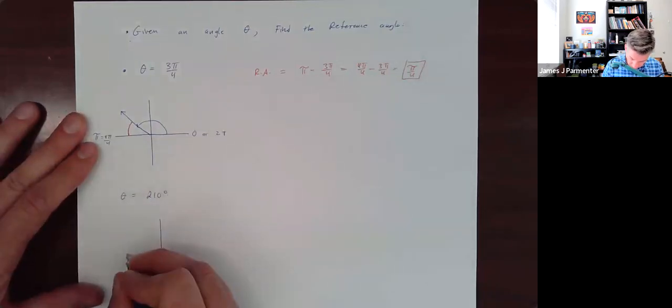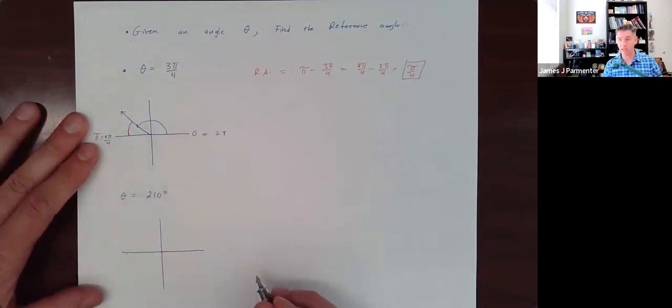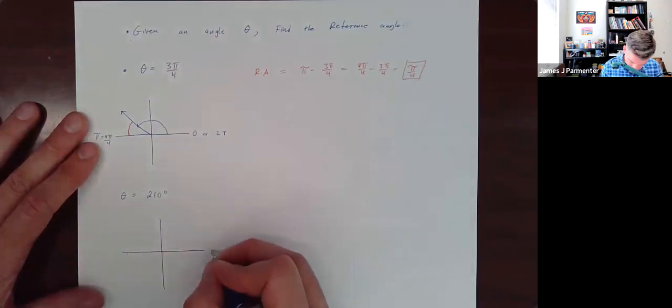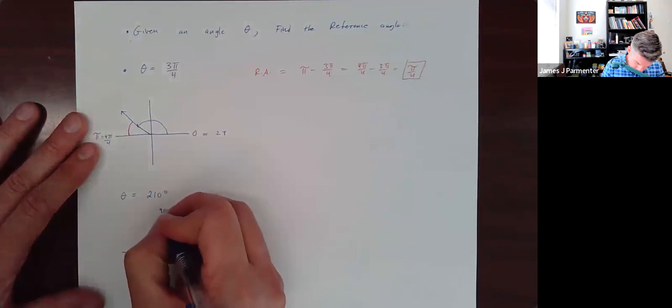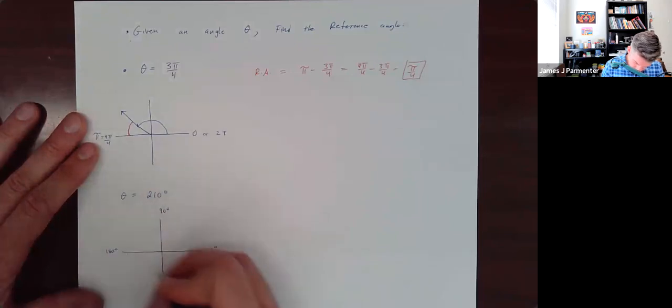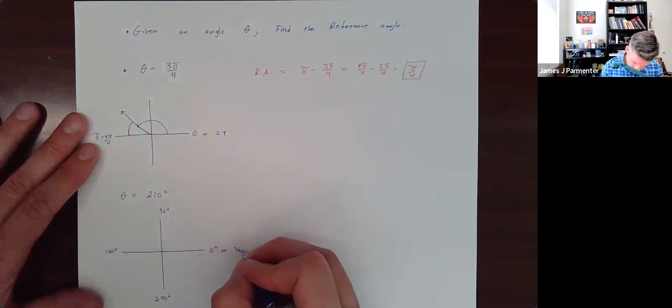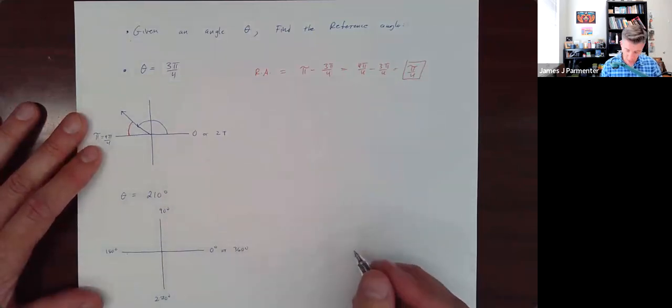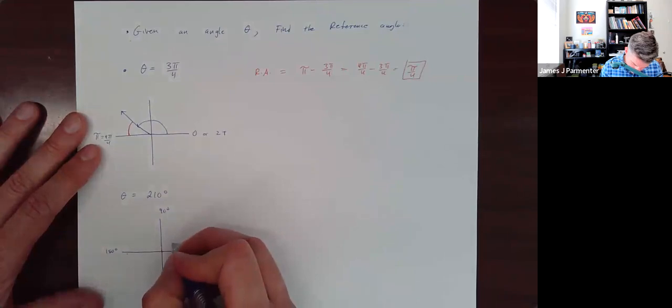So whenever I'm drawing my XY coordinate system here, I'm always thinking of this being 0 degrees, 90 degrees, 180 degrees, 270 degrees, and then all the way around is 360 degrees. So 210 degrees is a little bit more than 180.